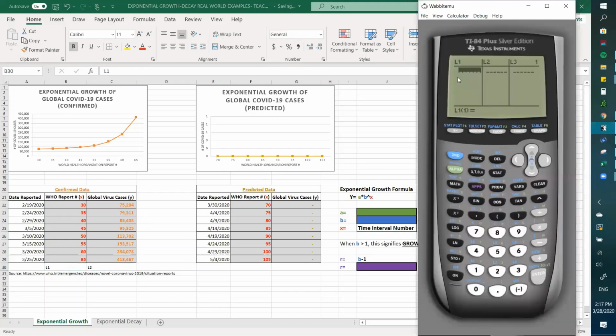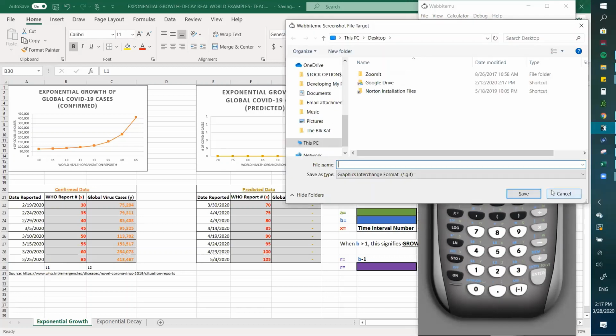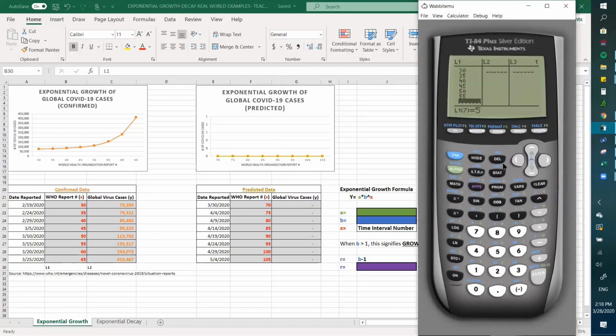So let's go in and type these numbers in. So we got 30, 35, 40, 45, 50, 55, 60, 65.